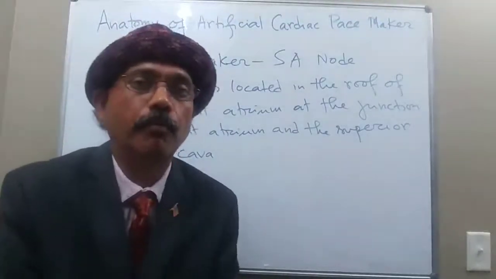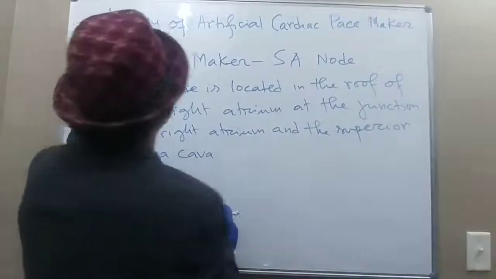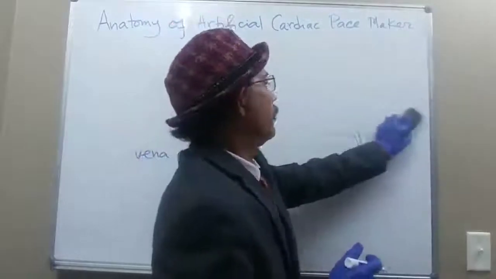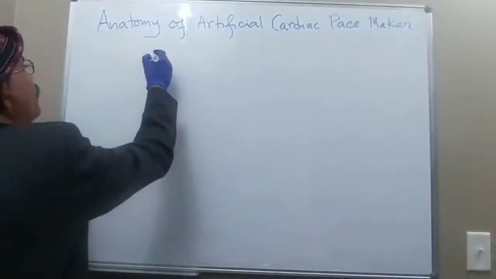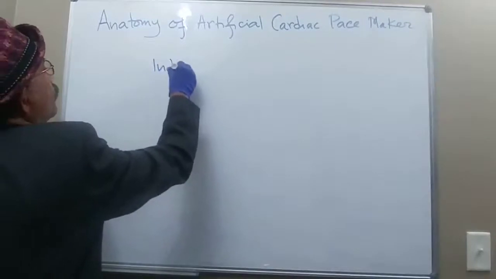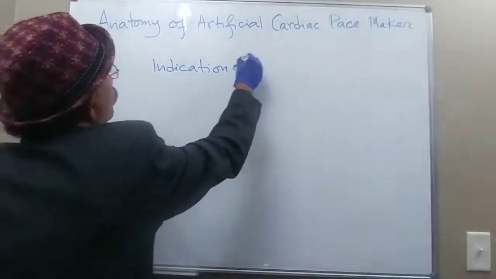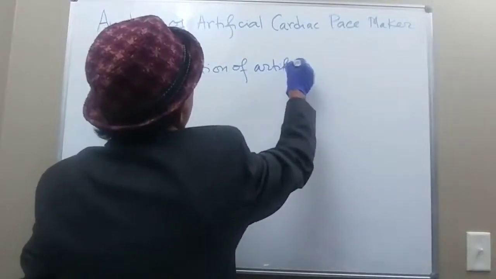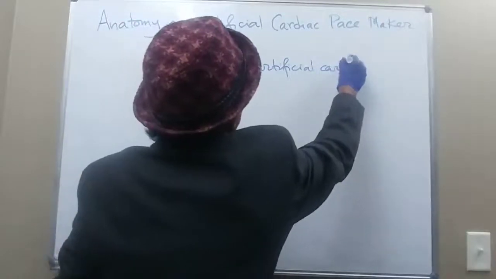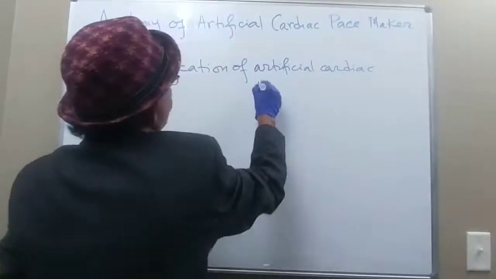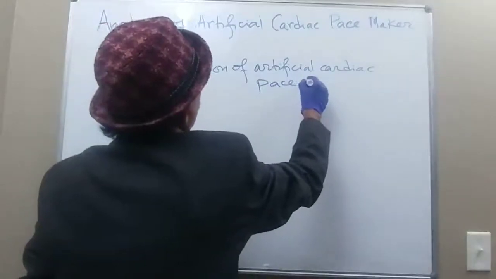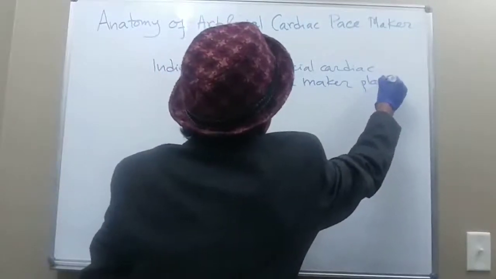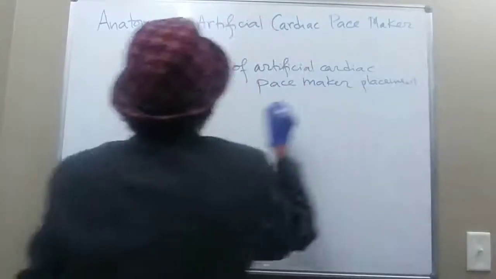Sometimes this SA node may not work, so we need an artificial cardiac pacemaker. We must know the indications of artificial cardiac pacemaker placement.